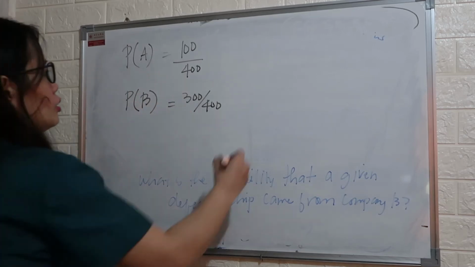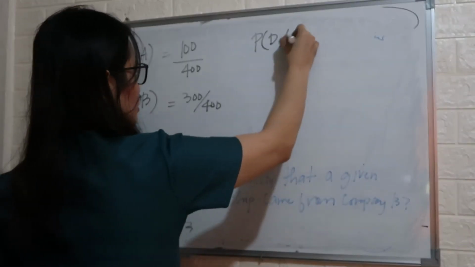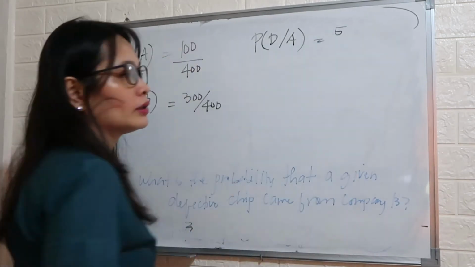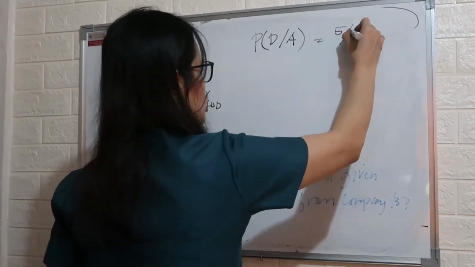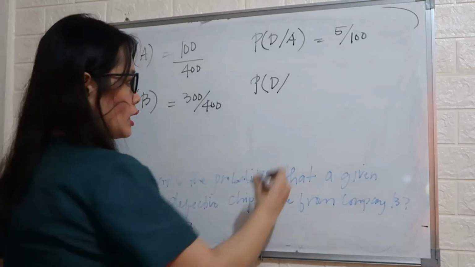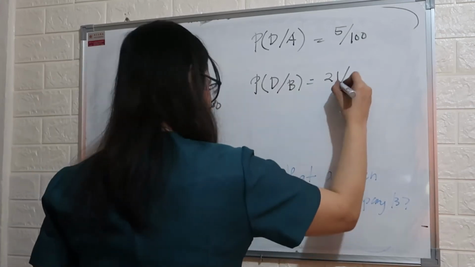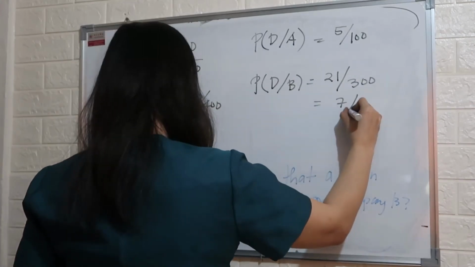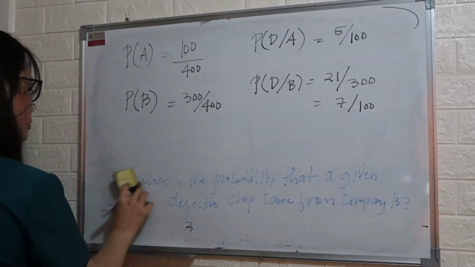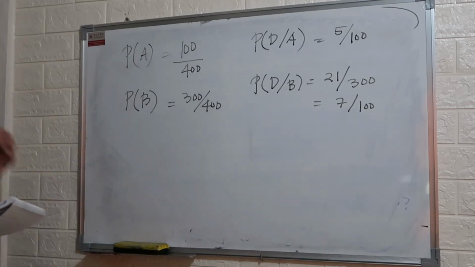Okay, next. So what is the probability of the defective came from company A? There are 5 defective out of 100 chips. And then the probability of getting the defective came from company B. So you do have 21 out of 300, which is equal to 7 over 100. Okay, 7 over 100.